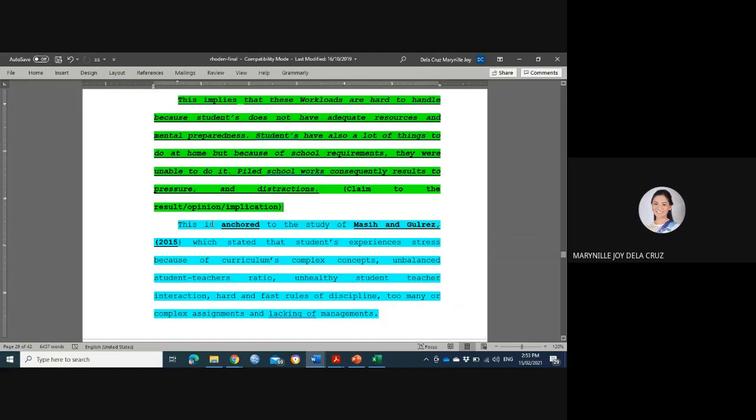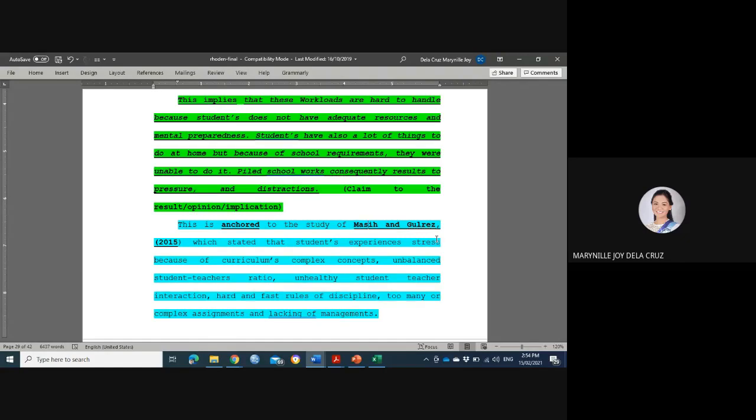This is anchored to the research of Masson and Gulres 2015, which stated that students experience stress because of the curriculum's complex concepts, unbalanced student-teacher ratio, unhealthy student-teacher interaction, hard and fast rule discipline, too many complex assignments, and lack of management. If you have noticed the similarities between this one and this one, the opinion of the researcher and the result of the research of Masson and Gulres, the two ideas are similar in concept.